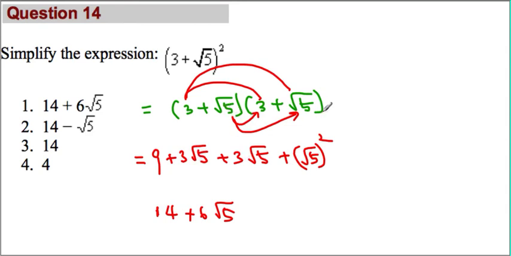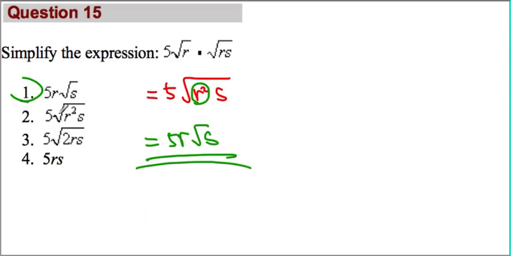Last one is radical 5 times radical 5. Now, this portion becomes simply 5, because the square and then square root cancel out. So 5 plus 9 becomes 14 here, and 3 radical 5 plus 3 radical 5 becomes 6 radical 5. We have to keep the radical 5 as it is, which is choice 1 as our answer.